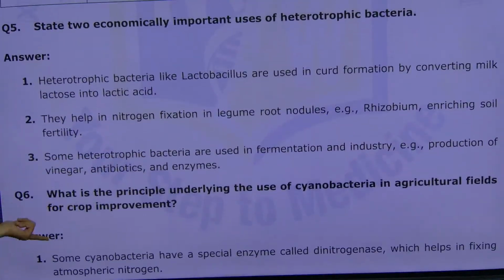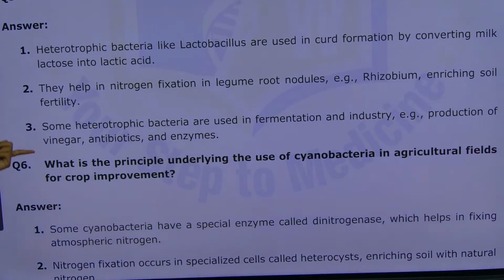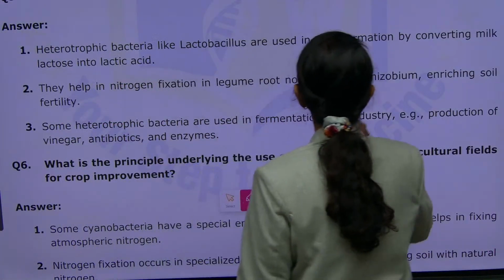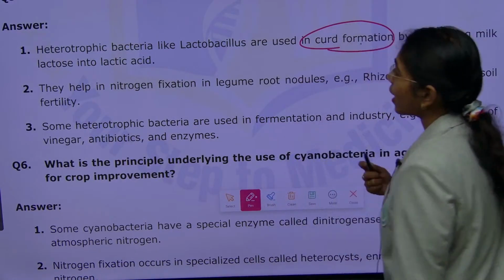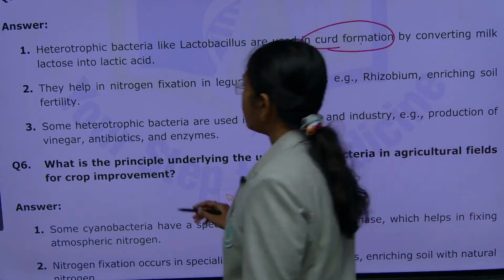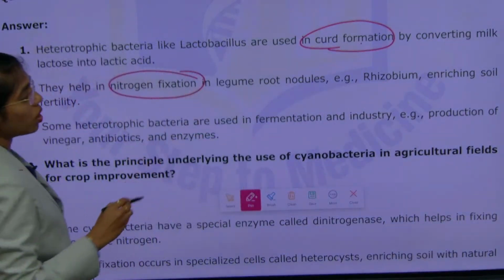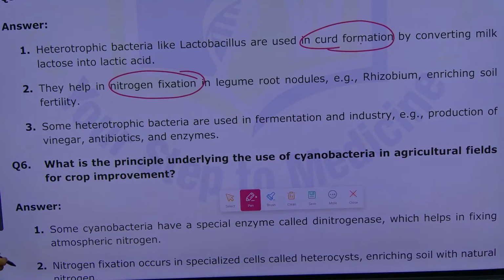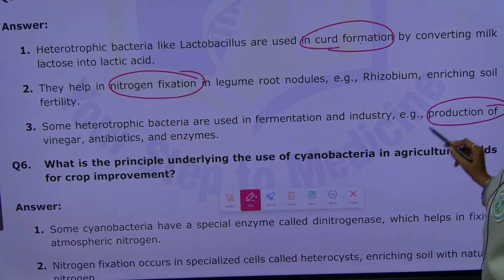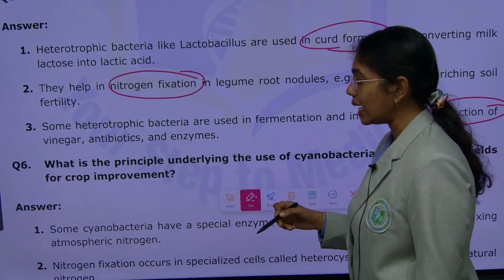Next. State 2 economically important uses of heterotrophic bacteria. Heterotrophic bacteria like Lactobacillus are used in curd formation by converting milk lactose to lactic acid. They help in nitrogen fixation in legumes. The best example is Rhizobium, which enriches soil fertility. Some heterotrophic bacteria are used in fermentation and industry, for example, production of vinegar, antibiotics and enzymes.